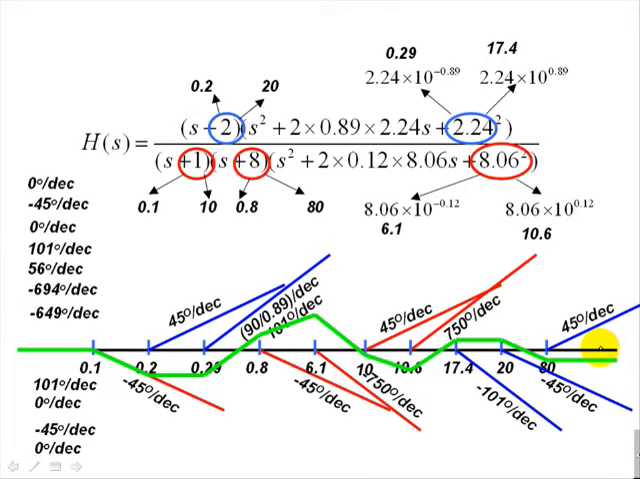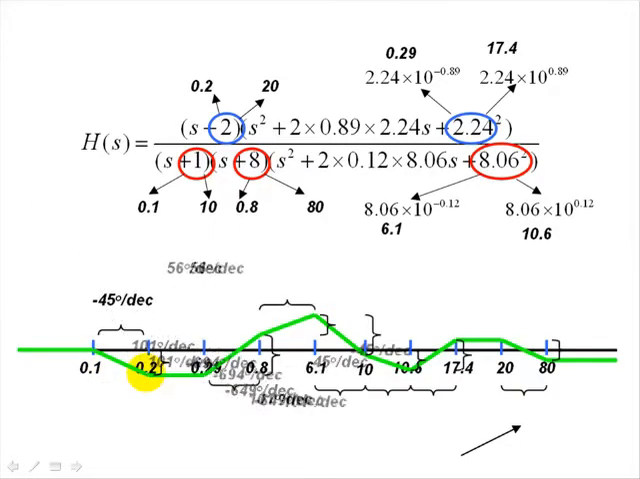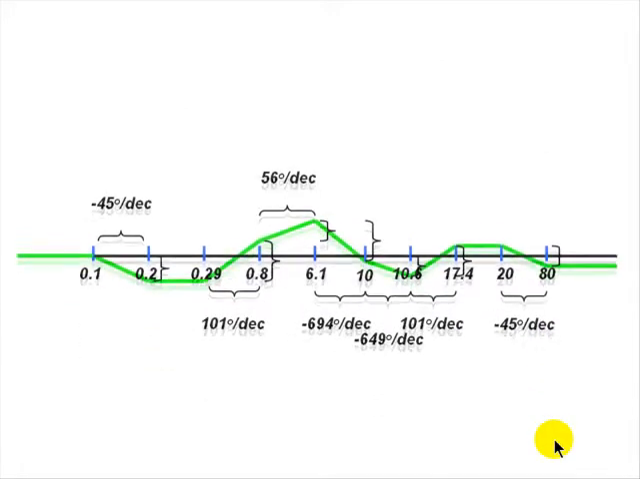We have the slopes, but what are the vertical axis values associated with this phase plot? With the distance in decades between 0.1 and 0.2, and the slope, which we know to be negative 45 degrees per decade, we compute the actual drop in degrees, vertical axis, between this knee and this one. We can do the same with all other non-horizontal segments. Let's raise this curve to work better.